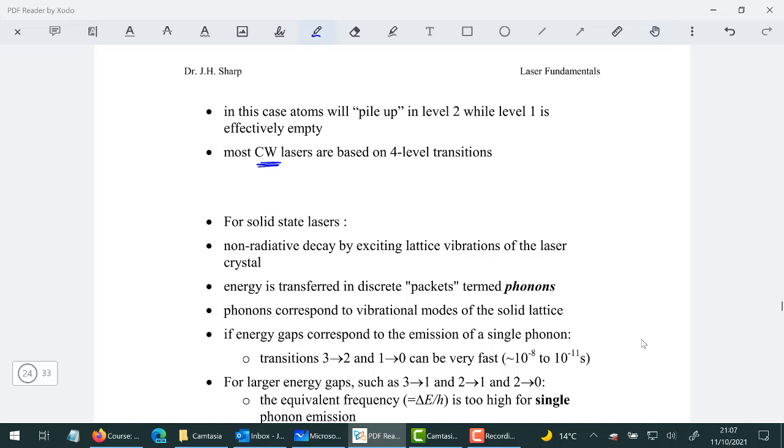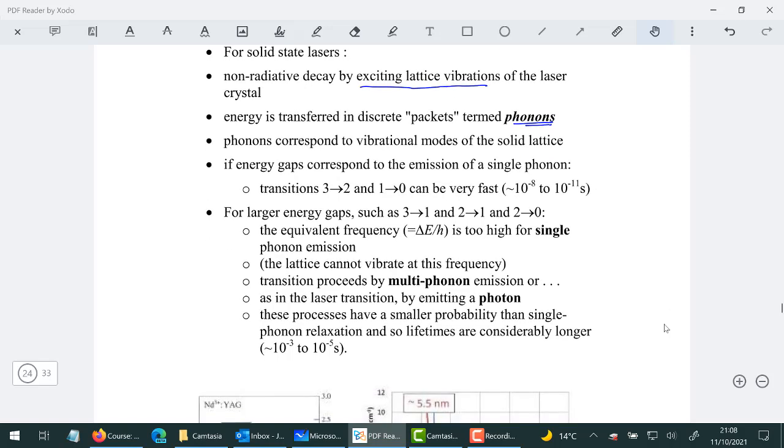So CW lasers, continuous wave lasers, are all based on 4-level transitions or higher. For solid state lasers, the energy which is lost, the non-radiative transitions, is in the form of lattice vibrations in the crystal. These are the phonons that we've referred to already. And these phonons correspond to vibrational modes. Phonon transitions tend to be much, much faster than photon transitions. The energy gaps are much smaller, and we can have very fast transitions.